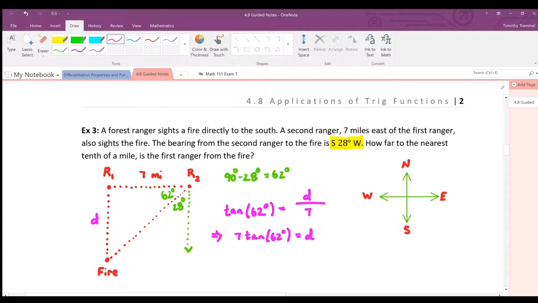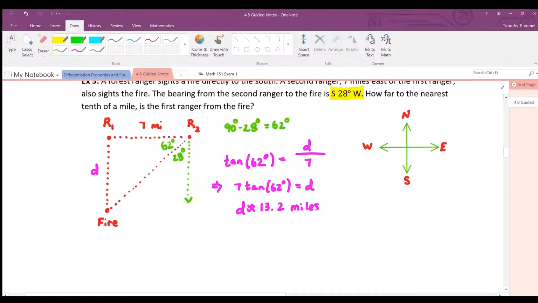Okay. And we're supposed to round our answer to the nearest tenth of a mile. So if you plug this in your calculator and make sure you are in degrees, we will get D is approximately equal to 13.2 miles. All right, let's go ahead and move to the next one.